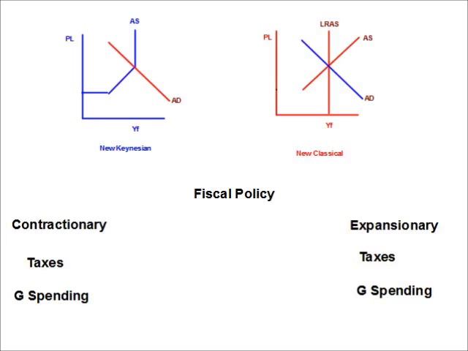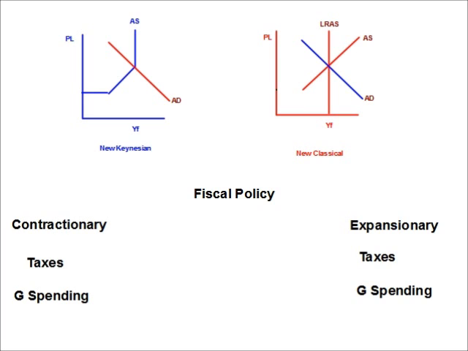Let's do a quick review of fiscal policy. Fiscal policy consists of actions taken by Congress in order to reduce unemployment, stabilize prices, and increase output in our economy. Remember, the correct answer when asked about fiscal policy is Congress, not the government, enacts fiscal policy.